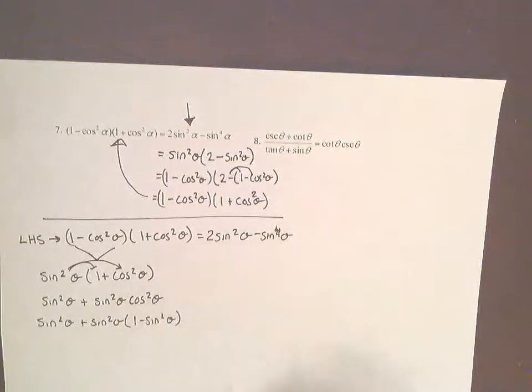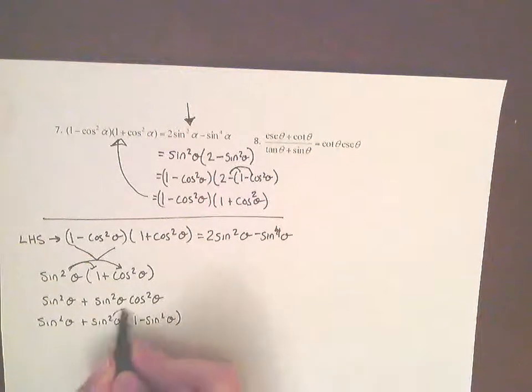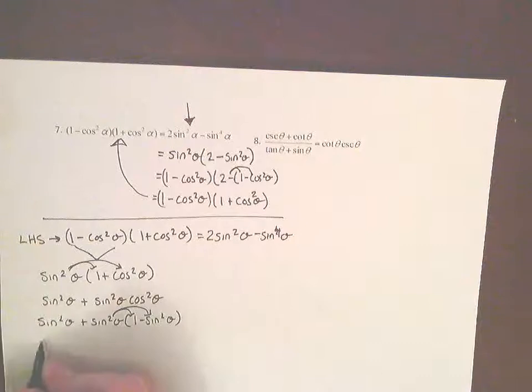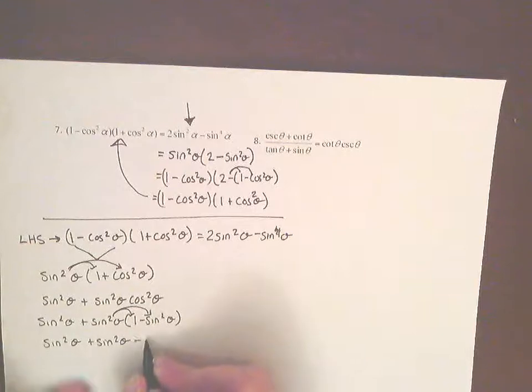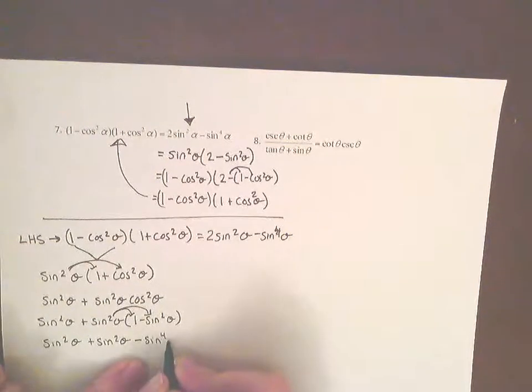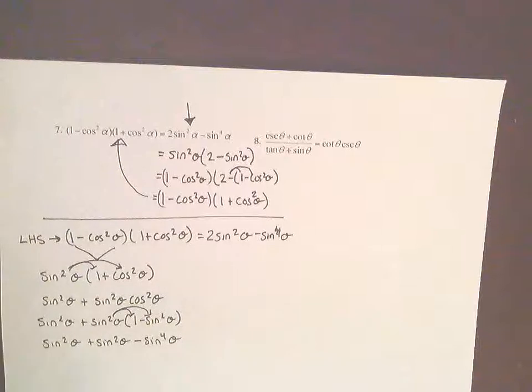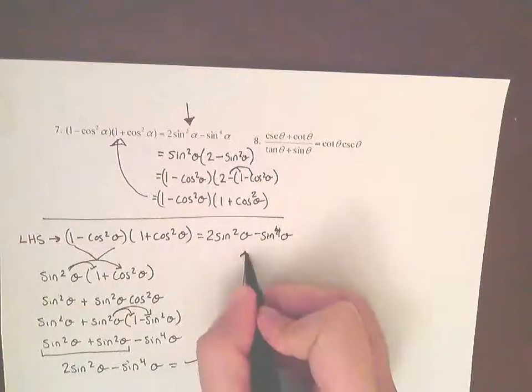And actually, yeah, it's not even a mistake. I mean, I can continue it just like so. So now I can distribute the sine squared theta. So this becomes sine squared theta plus sine squared theta minus sine to the 4th theta. And then I combine my like terms. So I end up with 2 sine squared theta minus sine to the 4th theta. And there we go. I got it to look like this side.